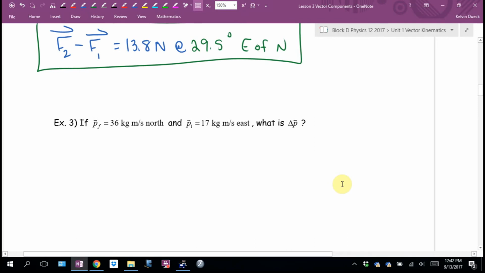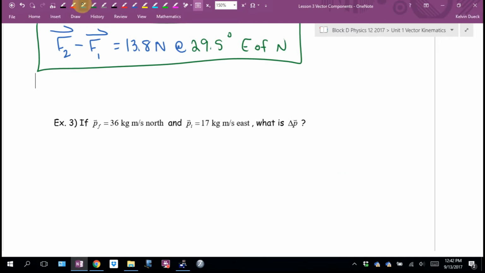If momentum final is 36 kilogram meters per second north, and momentum initial is 17 kilogram meters per second east, what is triangle P with a vector? What is that triangle? Change. What's change? An impulse, yes. What's change in anything? Did you say minus? Oh, okay. You're going to use subtraction of vectors if you're finding a change in vectors, which you're going to do fairly often this year.